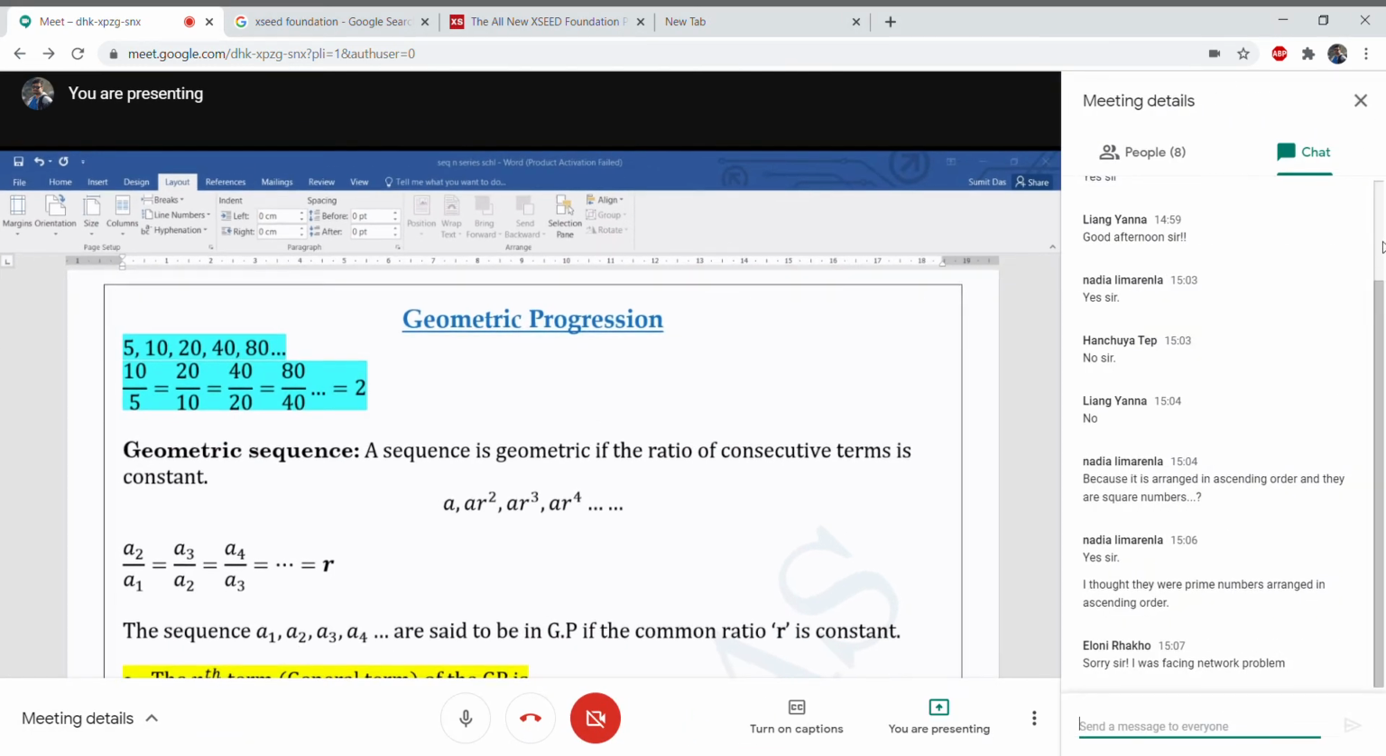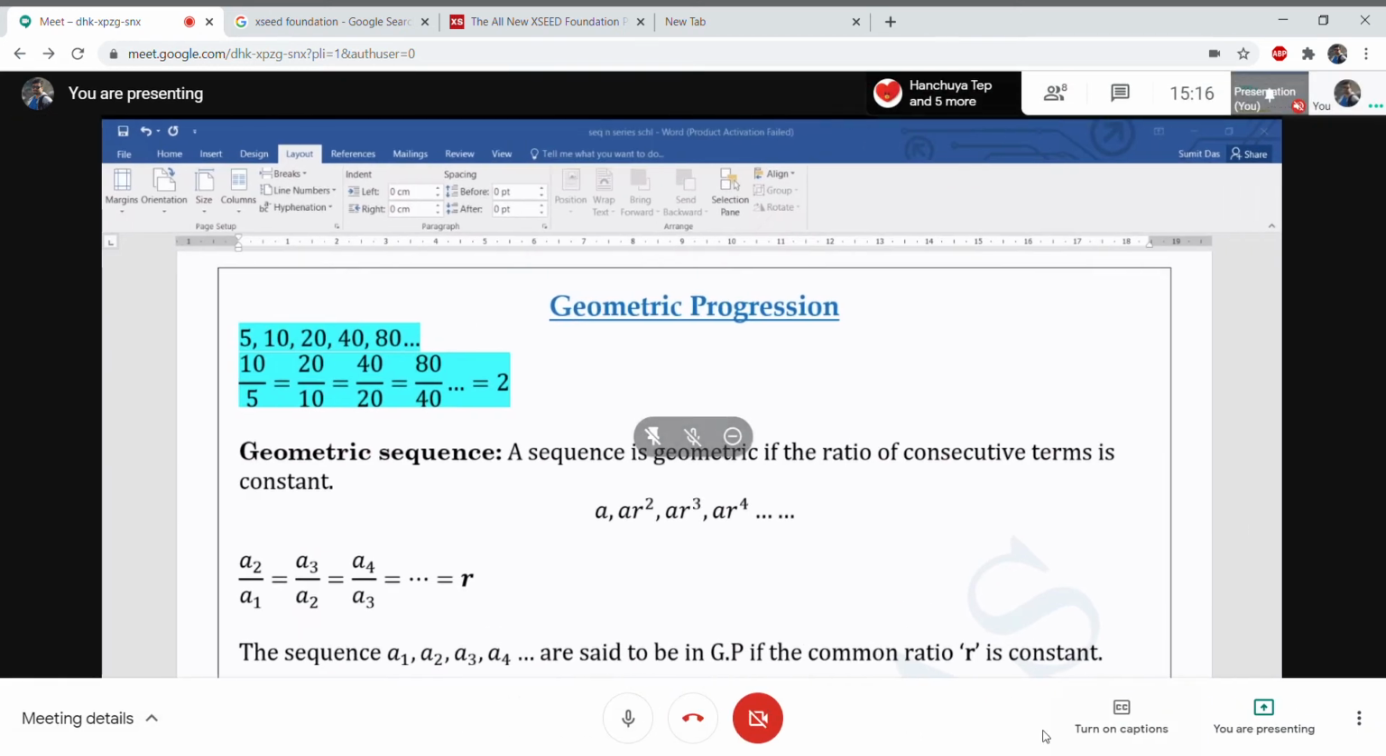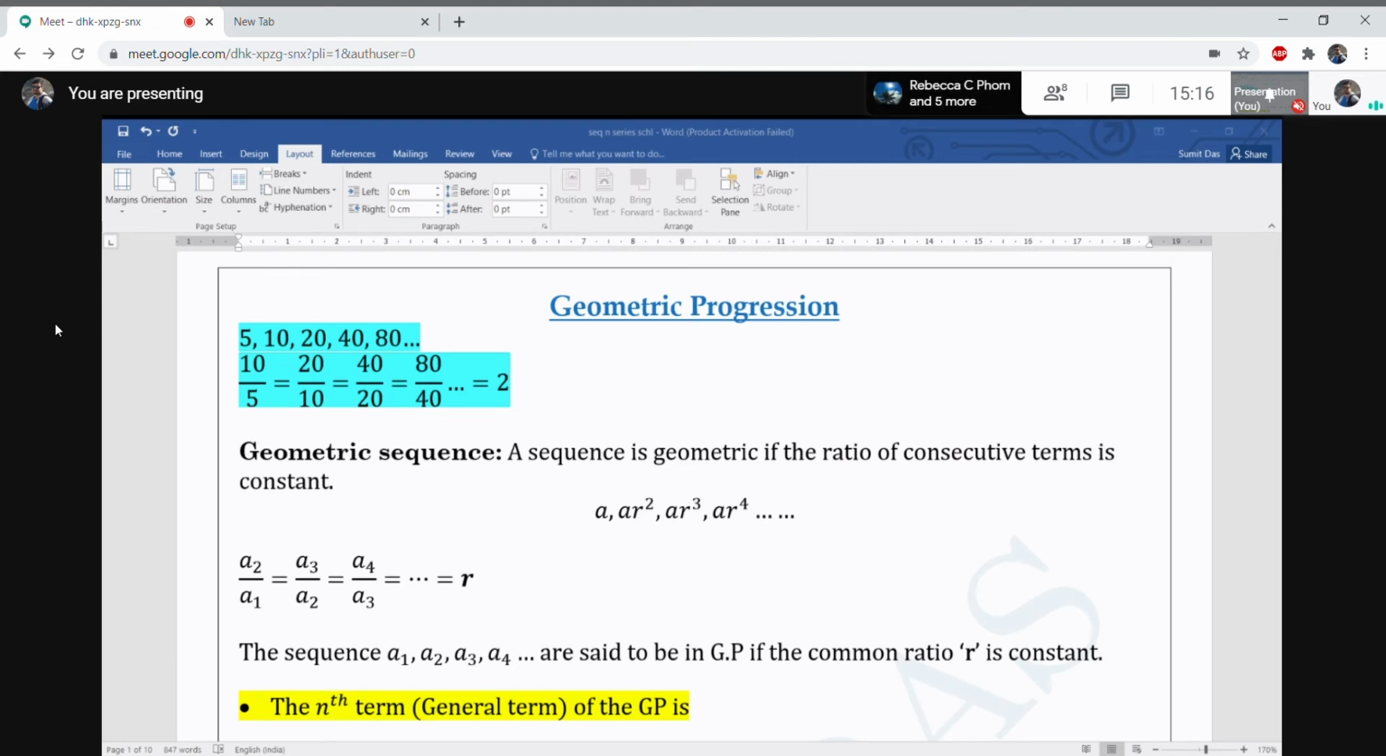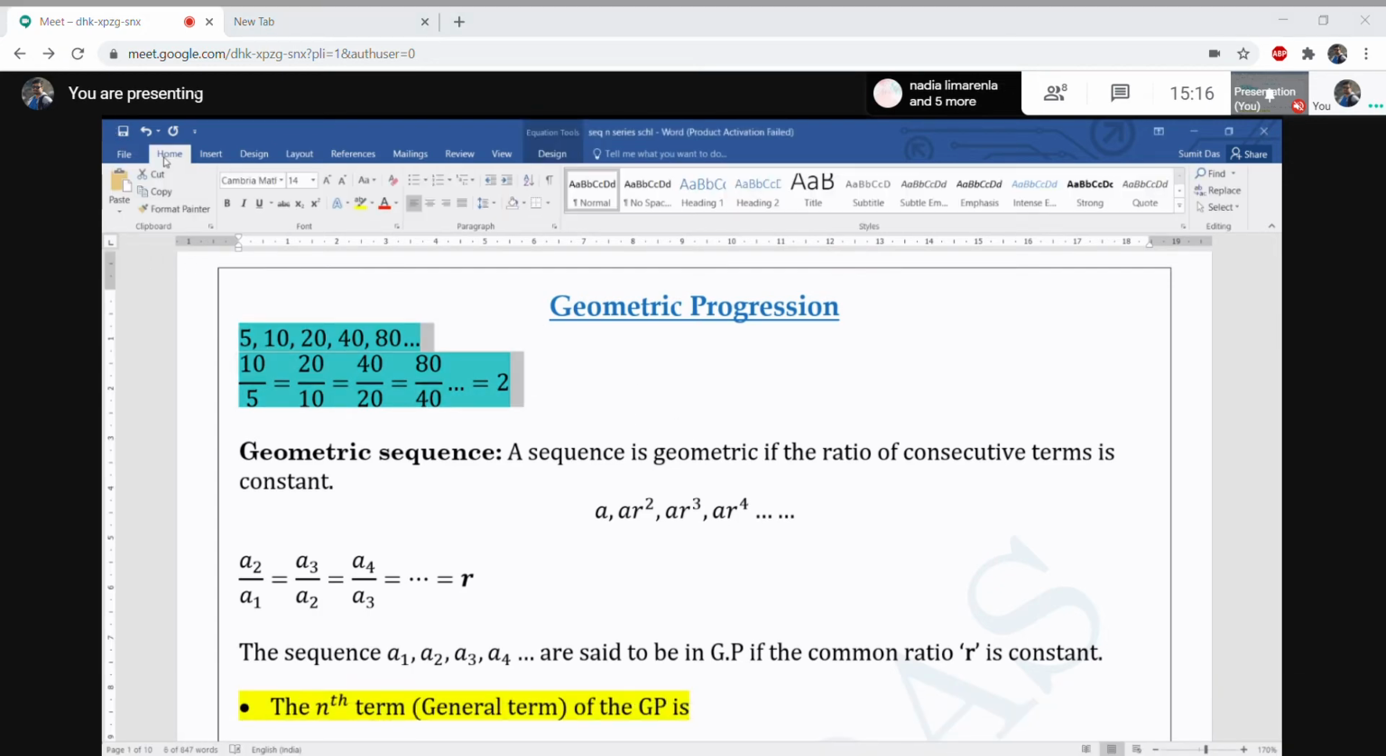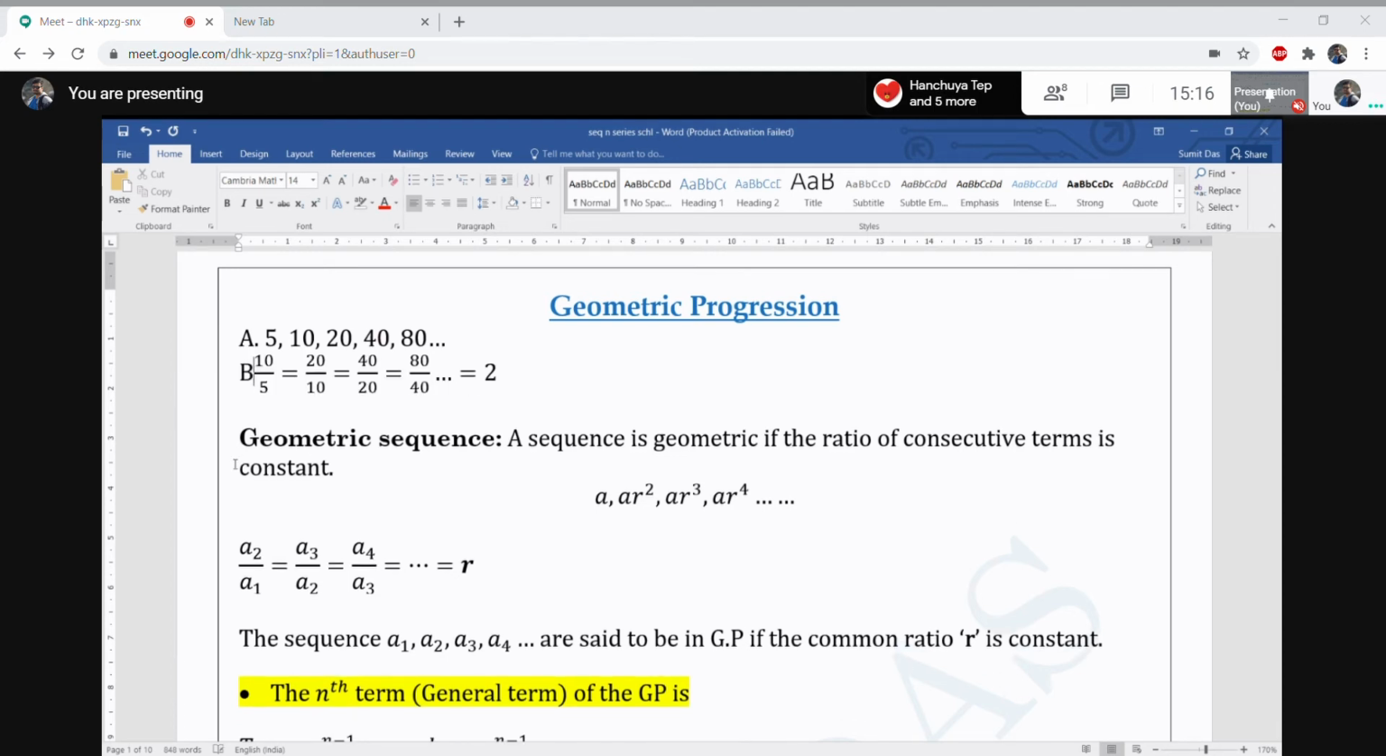Okay, so in geometric progression I'm just giving some examples. One example is, first numbers you can see: 5, 10, 20, 40, 80. Are they following any sequence? These numbers, what sequence are they following?